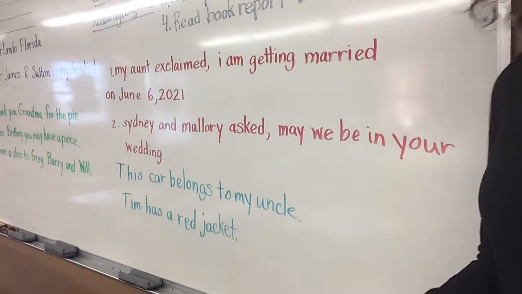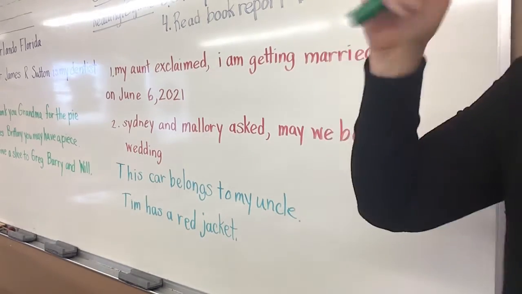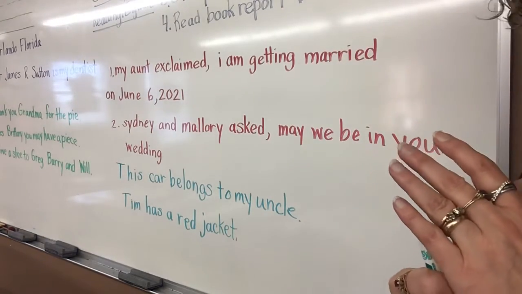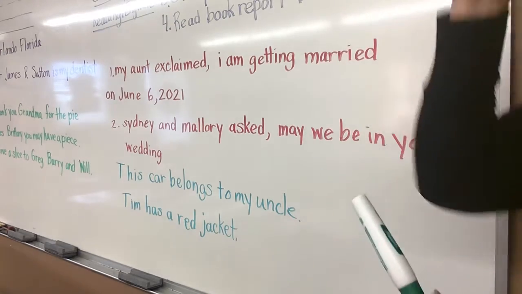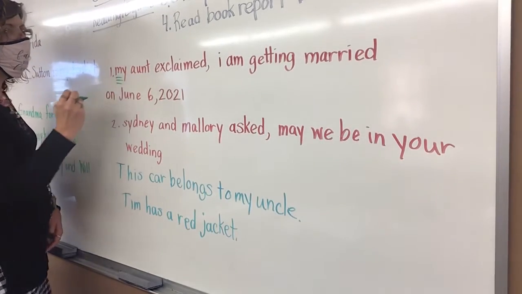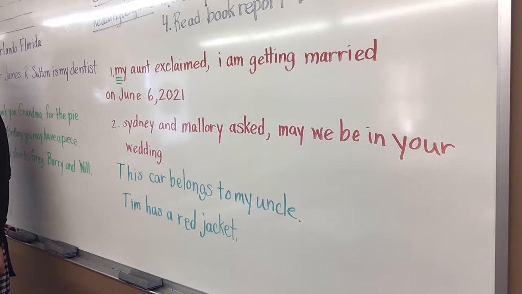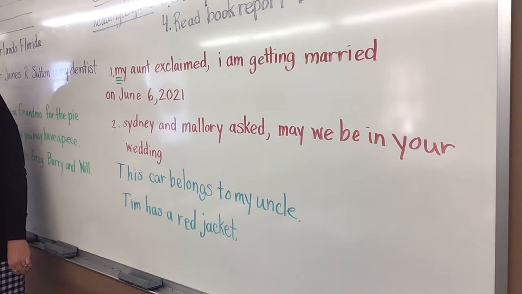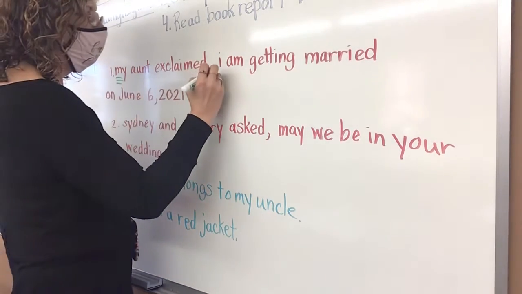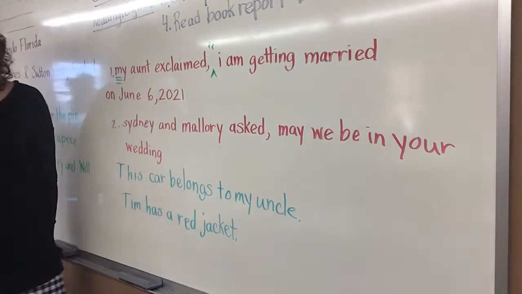My aunt exclaimed, I am getting married on June 6, 2021. So she was excited that she was getting married. Alright, so what do I do first, Paige? Capitalize my. Yes. My. Why, class? Because it's the beginning of the sentence. What else do I need to do? Liam? Insert quotation marks after the comma. Very good. My aunt exclaimed. That's who said it. And the beginning of what she said is right here after the comma. So insert a quotation mark right after the comma.